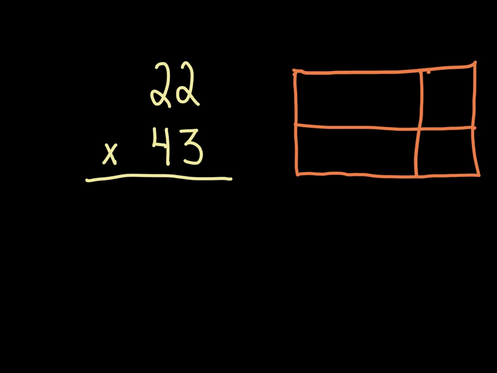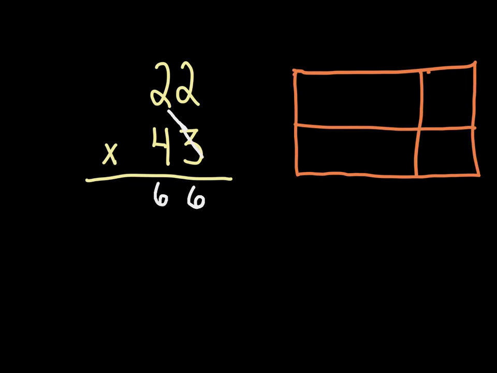22 times 43. We're going to be using what we call the standard version, and then we have the area model version. So let's start off with 22 times 43 using the standard way. So 2 times 3 is 6. Then we take this 3 and we multiply it by this 2, and this gets 6.